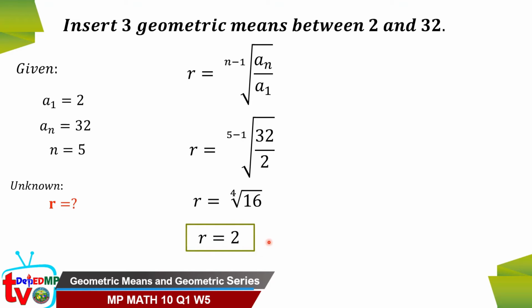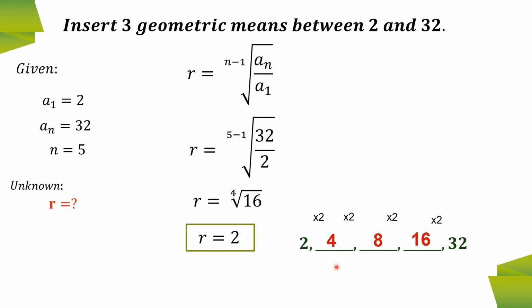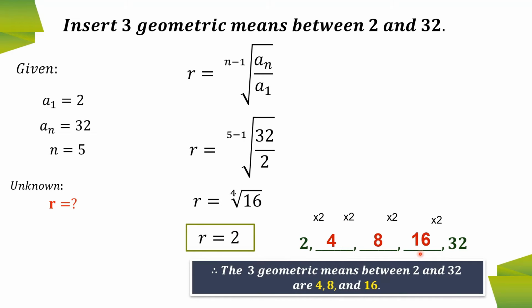Now we know the common ratio, so we can start multiplying it to 2 to fill in the blanks and complete the geometric sequence. So 2 times 2 is 4, times 2 is 8, times 2 is 16, times 2 is 32. We can see here that we inserted 3 geometric means between 2 and 32, which are 4, 8, and 16.